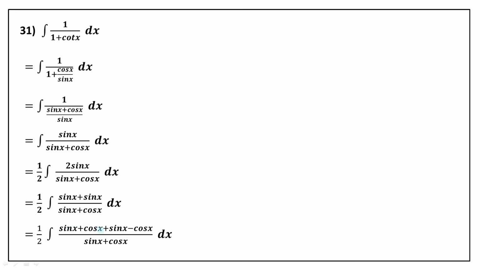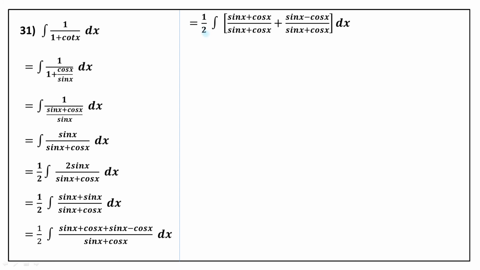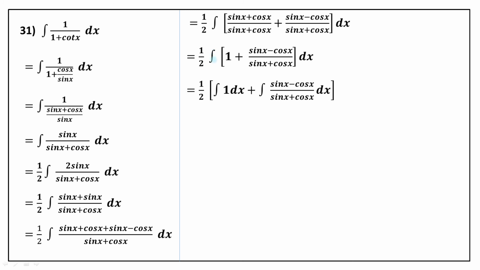Now treating the first whole thing as a and the second two terms as b, so a plus b by c form is there. So I'll split that as half into integration of a by c plus b by c. That is sin x plus cos x by sin x plus cos x plus sin x minus cos x by sin x plus cos x. You can see the first fraction gets cancelled, and you get 1 plus sin x minus cos x by sin x plus cos x. Now splitting this into two integrals, integration of 1 plus integration of the second function. So integration of 1 is x.